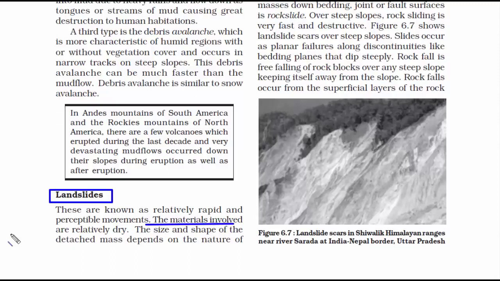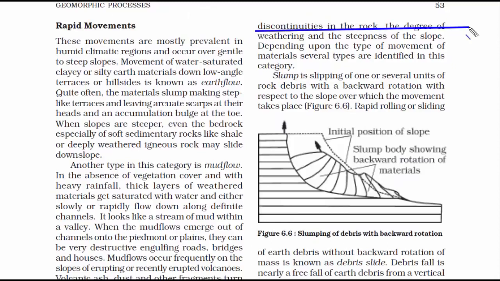The earth materials involved are relatively dry, and landslides depend on the nature of discontinuities in the rock, the degree of weathering and the steepness of the slope. So based on this, there are certain types of landslides, and they are: the first one is slump.